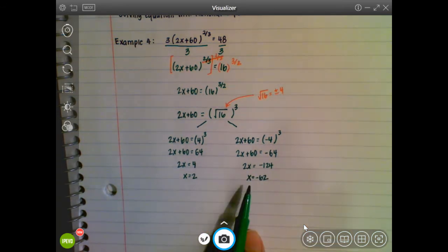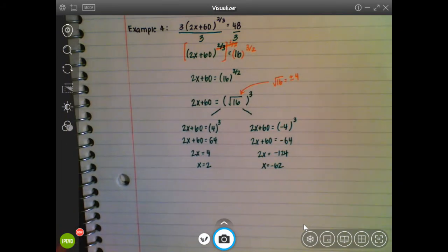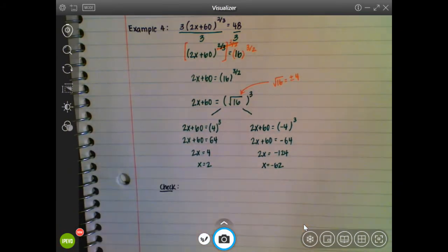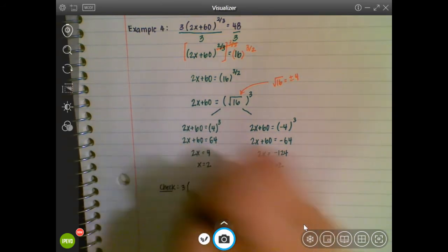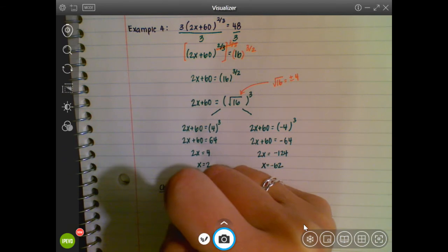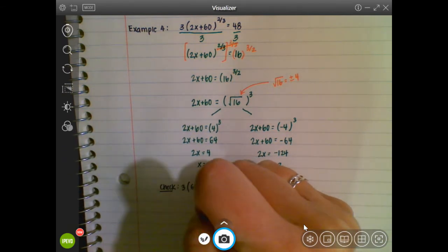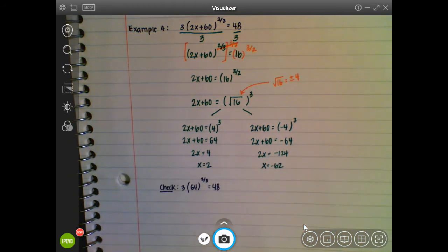So here's our possible answers. We just need to go ahead and do our check to make sure that both of them work or see if one of them or both of them end up being extraneous. So here's my check. So I'm going to just go back to my original equation. So 3 times 2 times 2 is 4 plus 60 is going to give me 64 raised to the 2/3 power. I'm hoping that's going to be equal to 48.